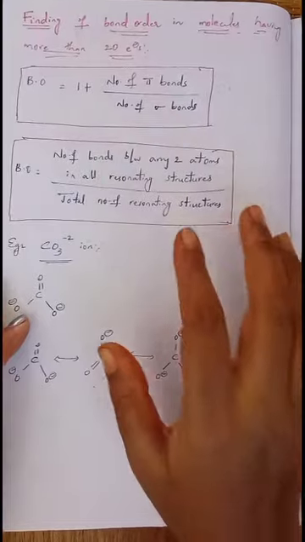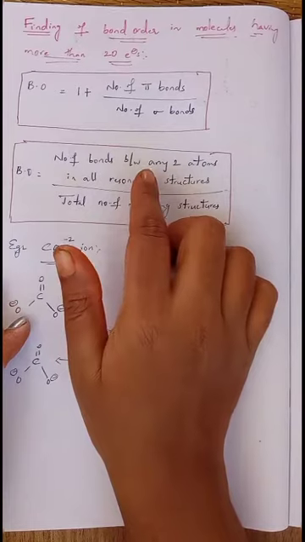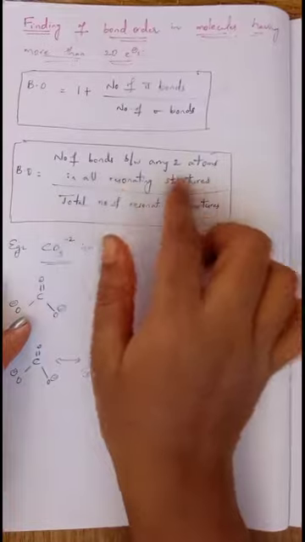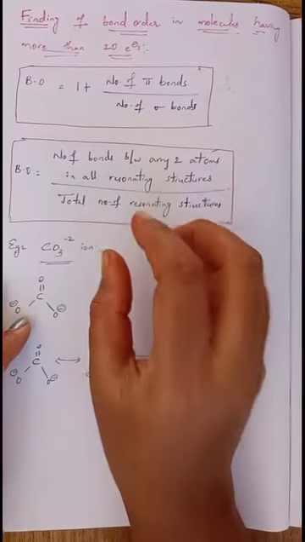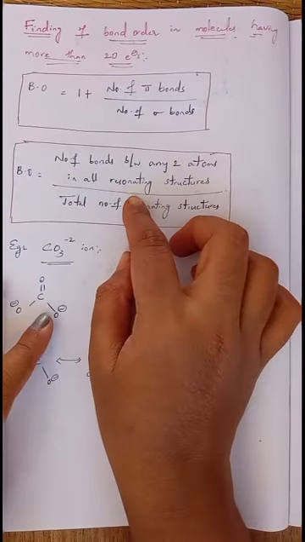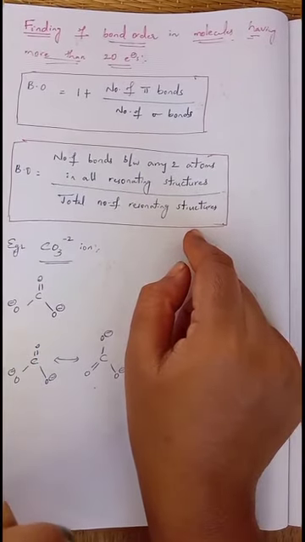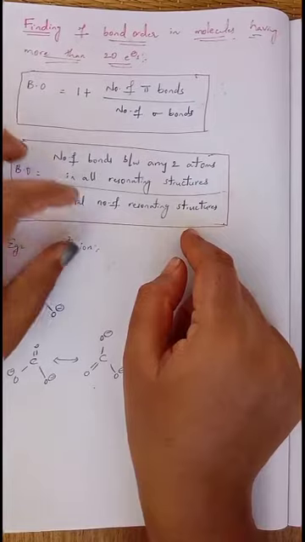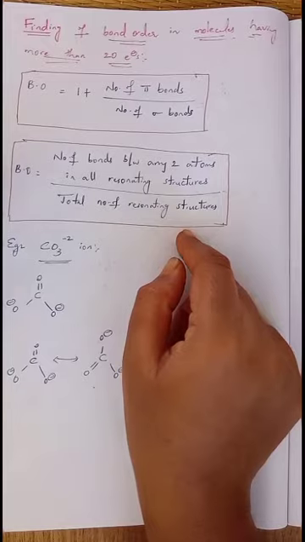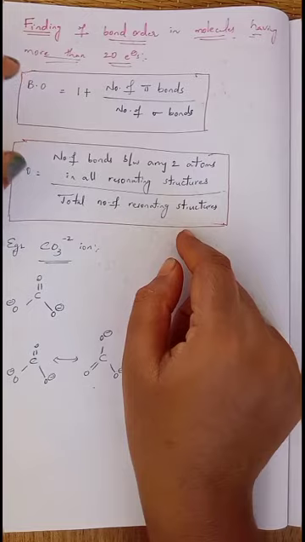This is one case, and there is one more important formula: bond order is also equal to the number of bonds between any two atoms in all resonating structures. In all resonating structures, consider only any two atoms. The total number of bonds present between those two atoms, you have to write here, divided by the total number of resonating structures possible for that molecule. By using this formula or trick also, we can find the bond order for a molecule containing more than 20 electrons. So either one of the formulas can be used to find the bond order.